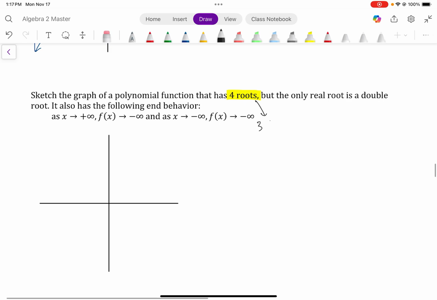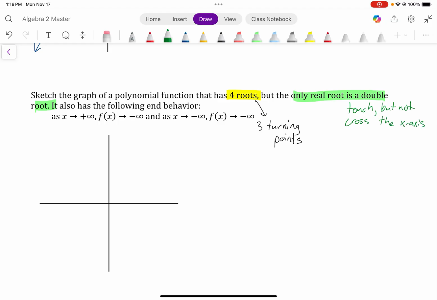That means 3 turning points at most. Then it also tells us the only real root is a double root. Double root means it's going to touch but not cross the x-axis. Okay, so it's going to touch but not cross.